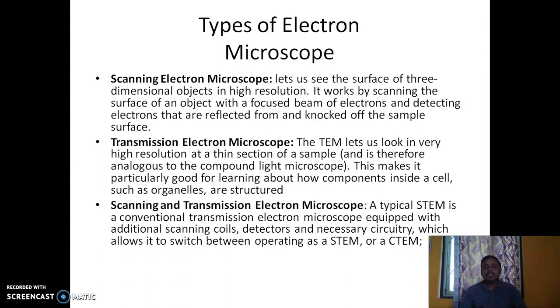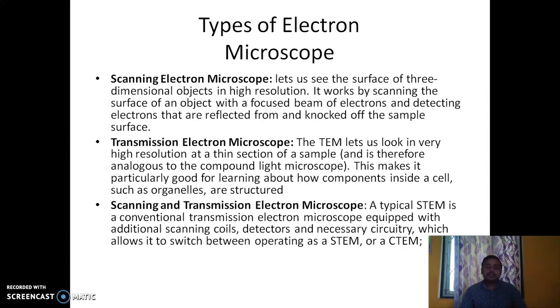The second one is TEM, the transmission electron microscope. It looks in very high resolution at a thin section of a sample, which is analogous to the compound light microscope. This makes it particularly good for learning about how components inside a cell, such as organelles, are structured.